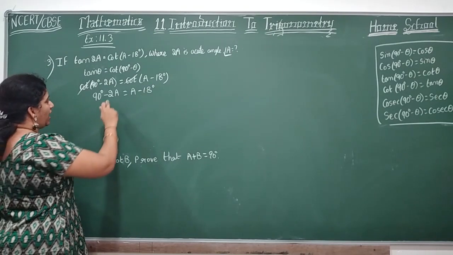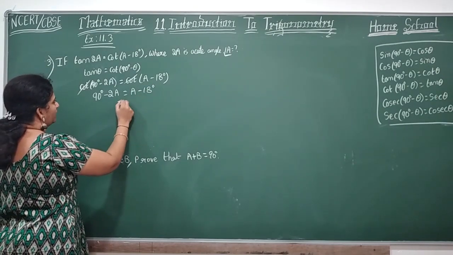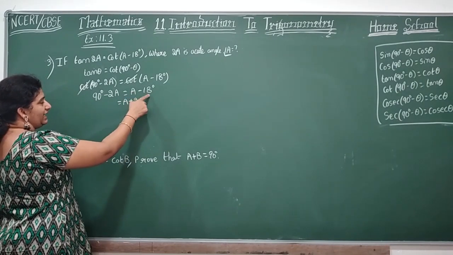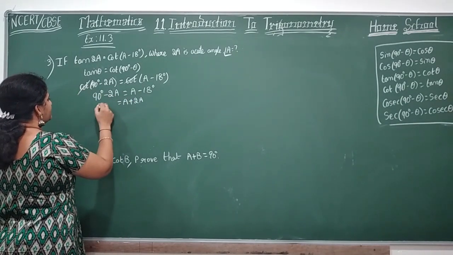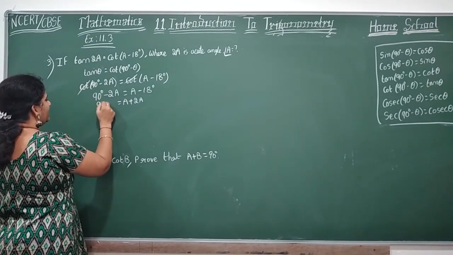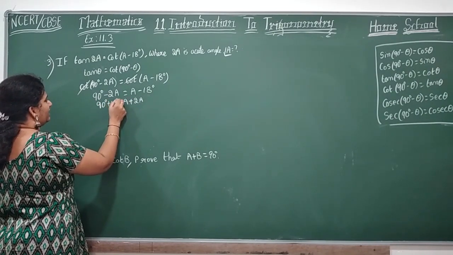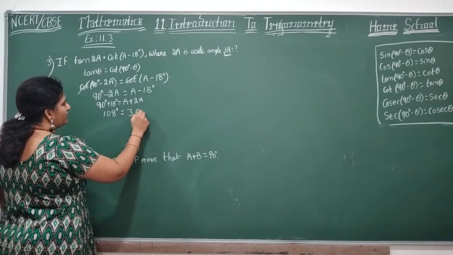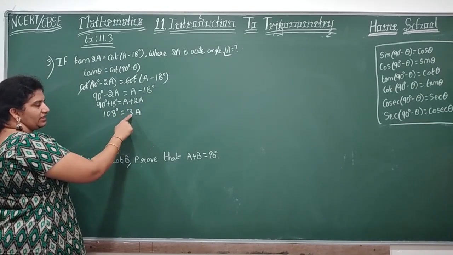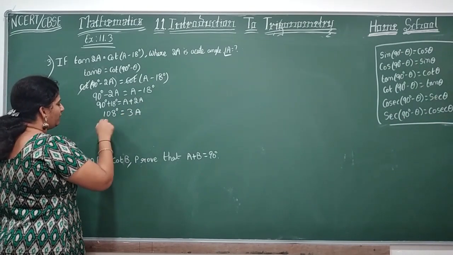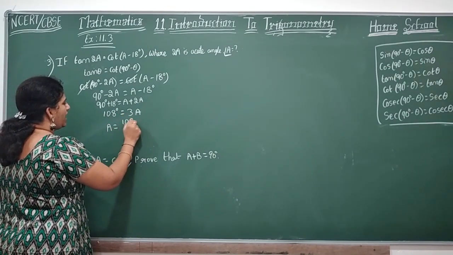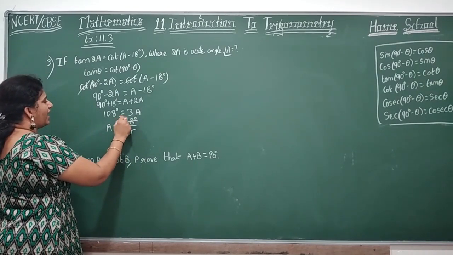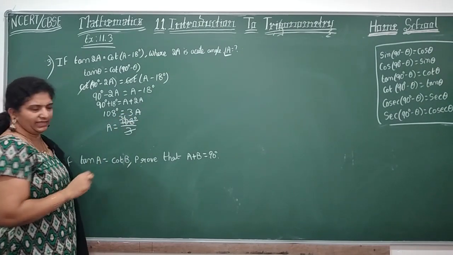Okay, children. So now, this 2A, send other side. What happens? A plus 2A. Okay. And this 18 degree, bring this side. What happens here? 90 degree plus 18 degree, that will be 108 degree equal to A plus 2A will be 3A. Okay, now again send this 3 this side. It will be divided. A is equal to 108 by 3. That will be 3 3s are 9, 3 6s are 18.